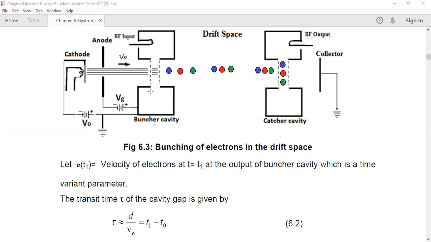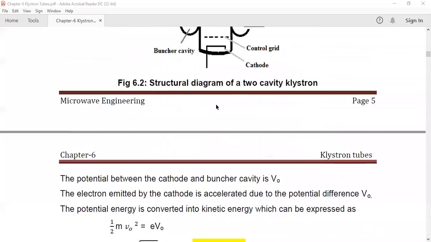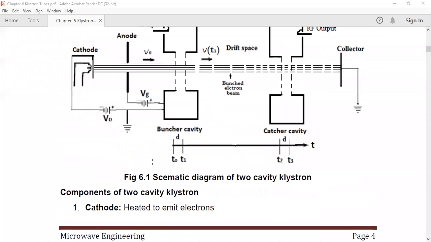Already I told, here the time is T naught, then T1. At T1, what is the velocity? That is V of T1. The gap of the buncher cavity is D. Now the transit time tau is equal to, time is nothing but distance by velocity, so D by V naught. That is the time difference between T naught and T1. Here T2, T3 is for the catcher cavity.